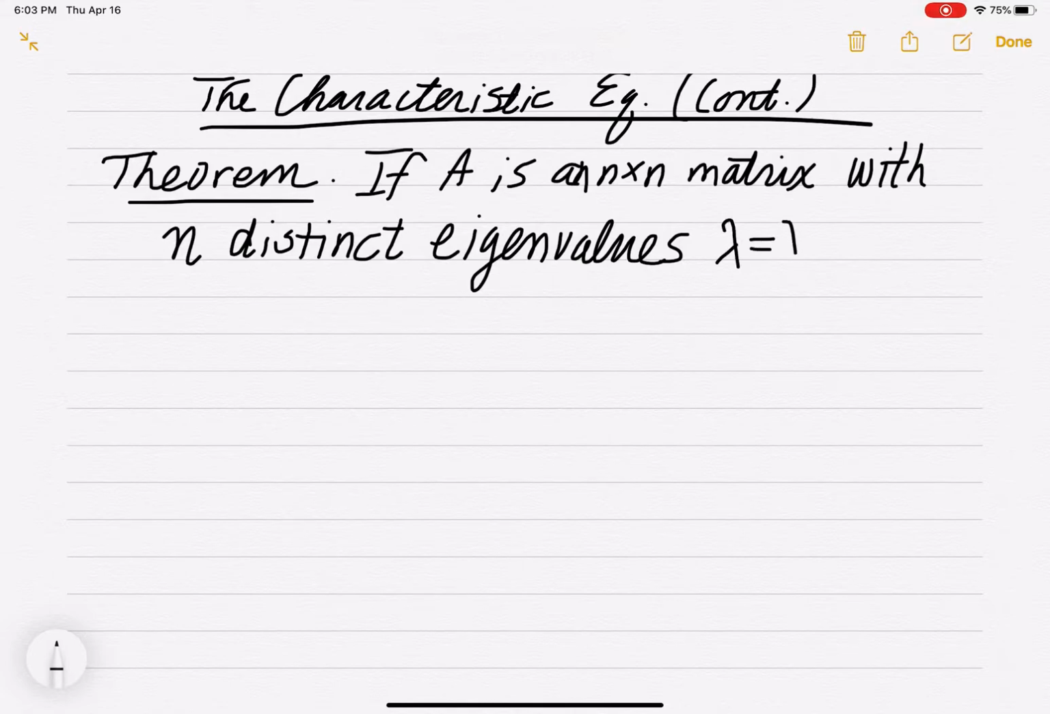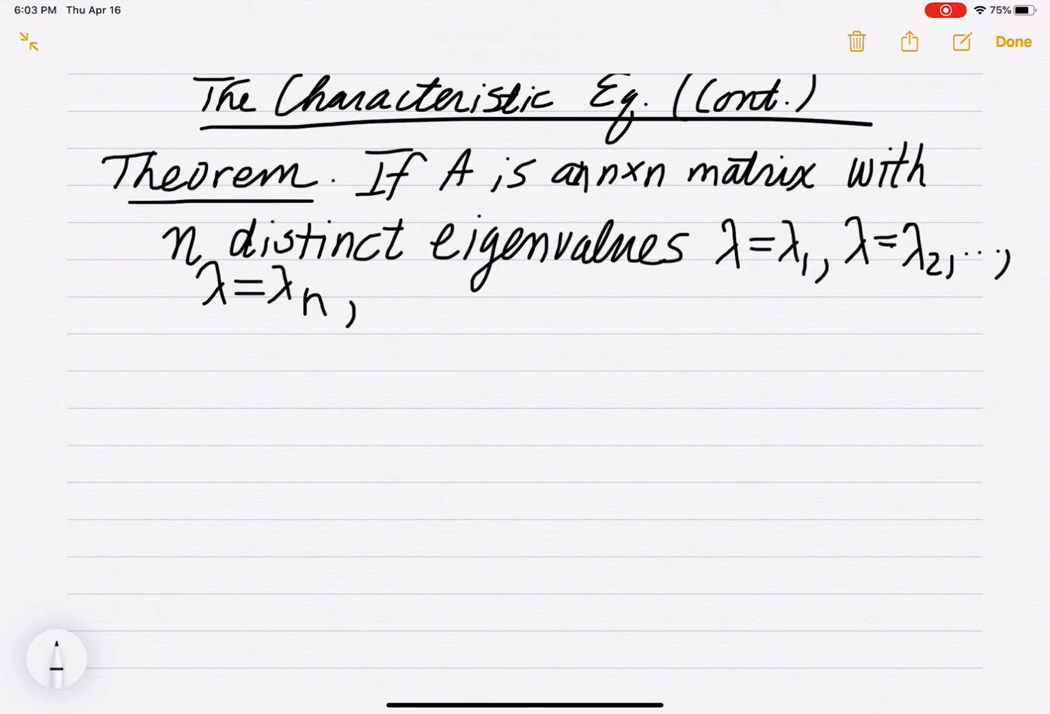Lambda 1 will be the first one. Lambda 2, we'll call the second one, and so on and so forth. Through lambda n, that'll be the nth one. So lambda equals lambda 1, lambda equals lambda 2, through lambda equals lambda n. Those are your distinct eigenvalues.